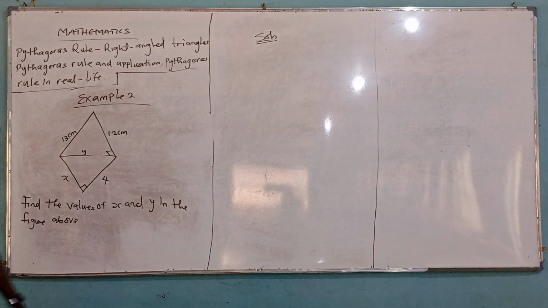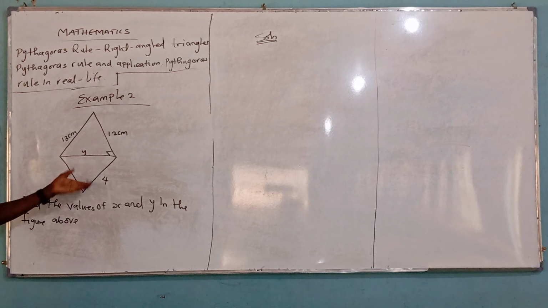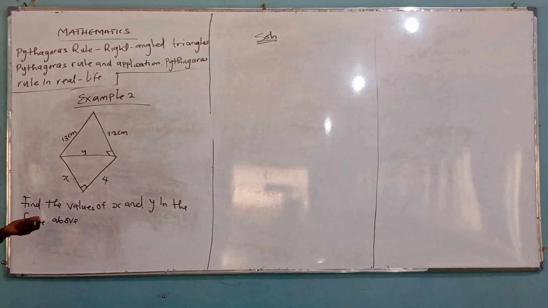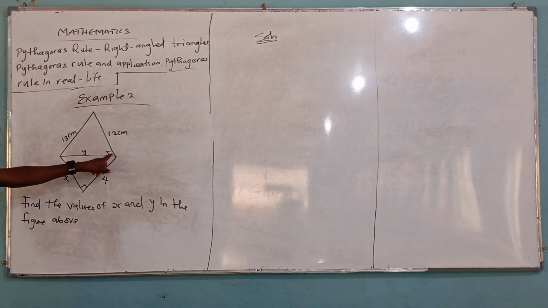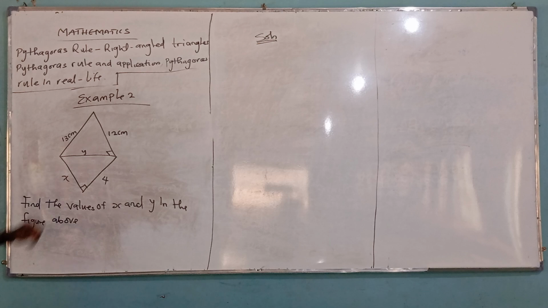Okay, let's take a look at this example here. This is a diagram here. That's why I earlier said the easier way for you to understand is to be able to know where your right angle is, and then you'll be able to identify where your hypotenuse is.